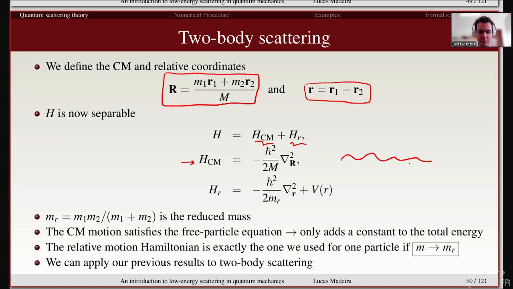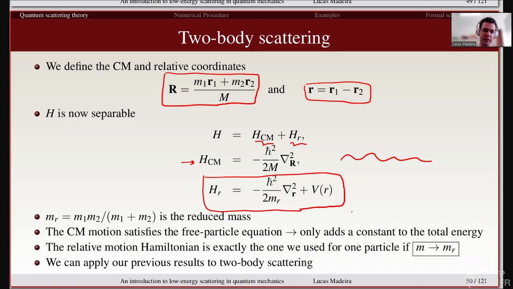So it's just going to be a constant energy to my problem. So we are not interested in that piece. We're interested really in the piece that describes the relative motion. So we can go to the center of mass frame where we don't have this movement of the center of mass and look just at the relative movement of the particles, which is this piece here. Okay. And in doing so, I assumed that the potential was spherically symmetric.